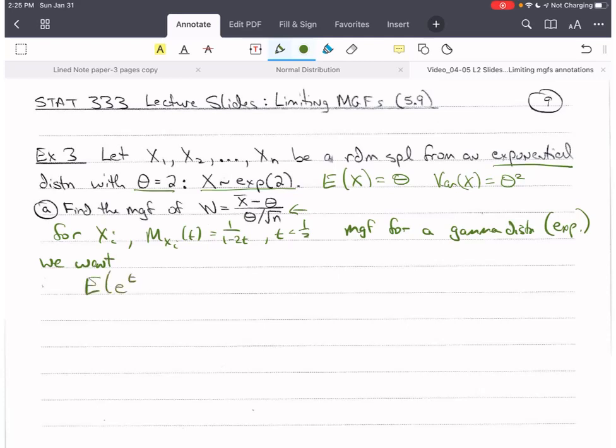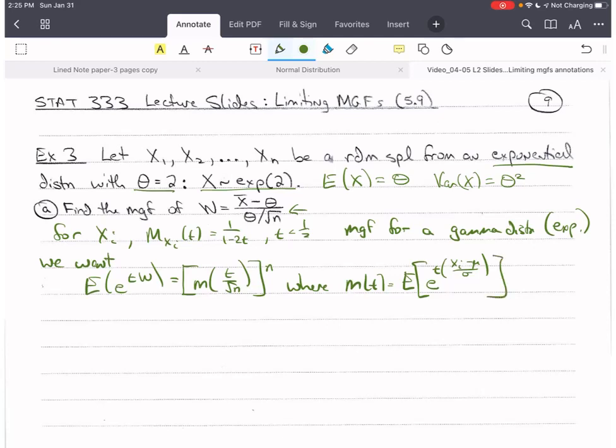So we want E of e to the tW, which is equal to M of t over square root of n, all raised to the nth power, where M of t is equal to E of e to the t times (Xi minus mu) over sigma. We just made a substitution for W without the n. So this is for each Xi; we haven't added up or multiplied to get the n involved yet. Each random variable has this form, and this is by 6 above.